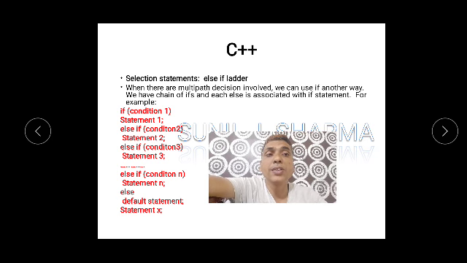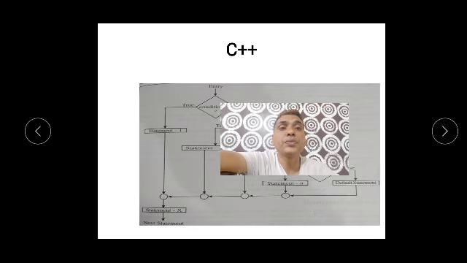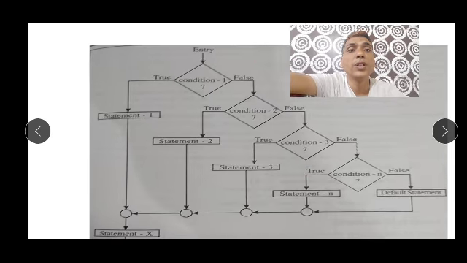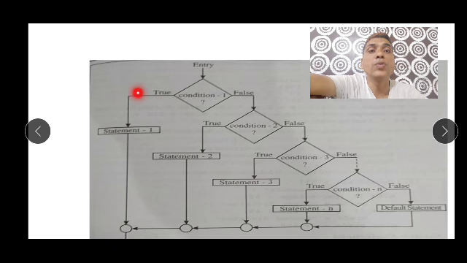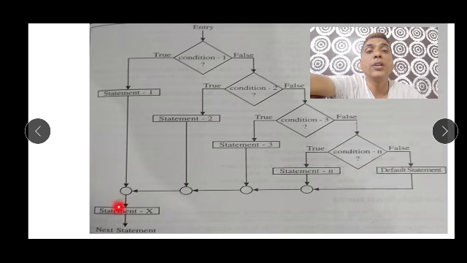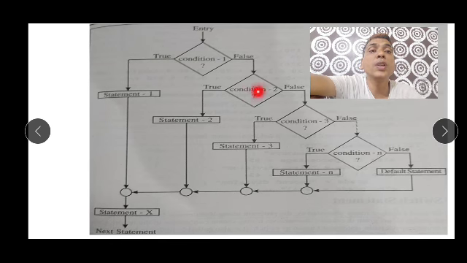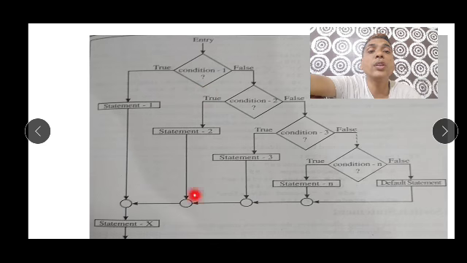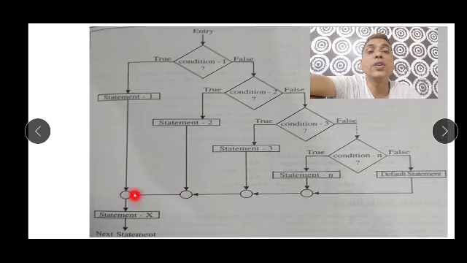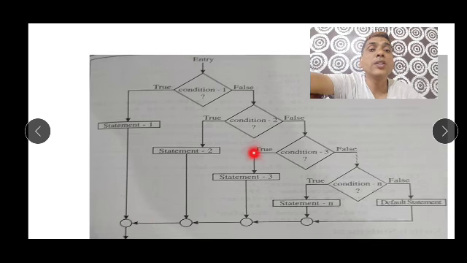Now in order to understand this, first we will see the flow chart and then we will see the example. So this is our flow chart here. If the first condition is true, execute the first statement, and then you can go out and execute the statement X and then the next statement. But if that condition is false, then you have to go to the second condition. If the second condition is true, you can execute the statement X and then be out. I hope you understood.